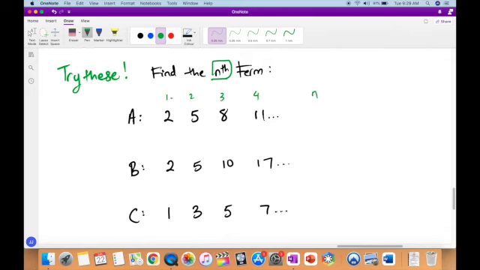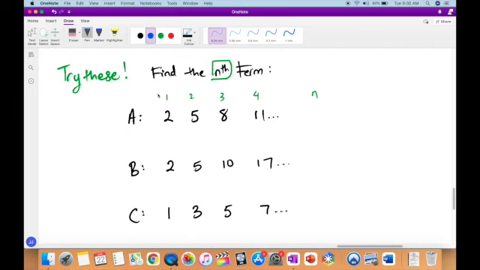Right? So the first thing I did was write down the nth term, and then I want to see what I can do to the n in order to get that number in the sequence. Well, I could multiply by 2 here. But it wouldn't work in the second one. 2 times 2 is 4, not 5. So multiplying by 2 alone does not really help.